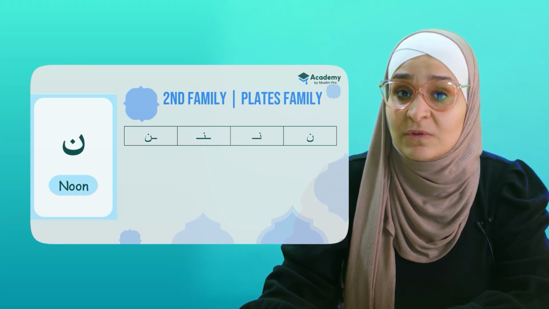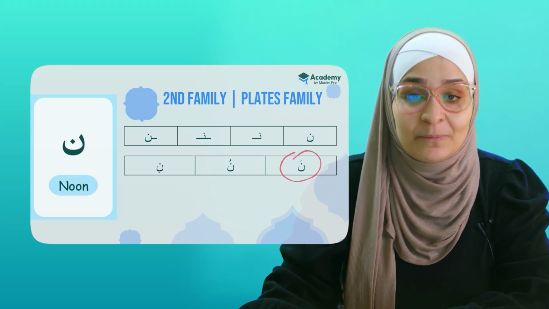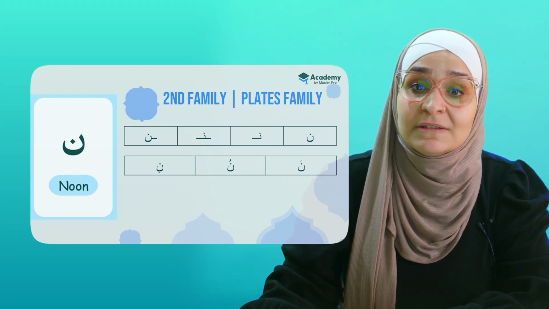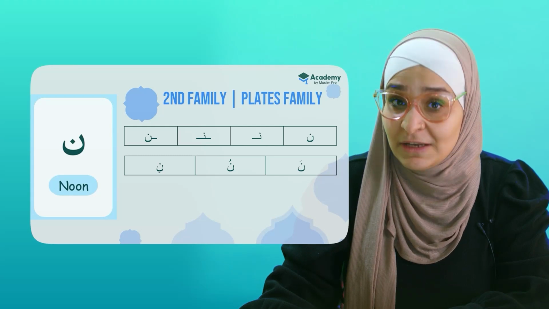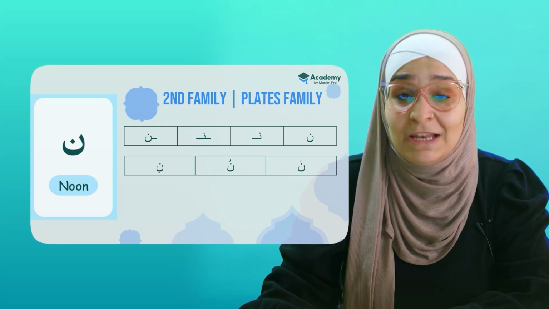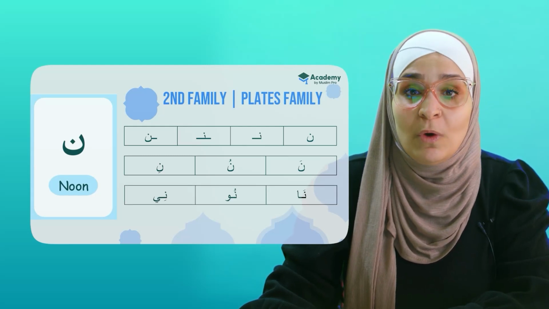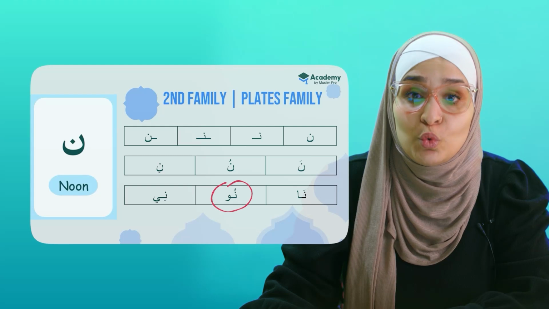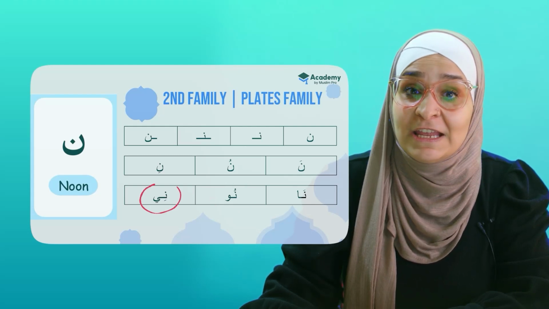Let's practice the noon with short vowels. Noon with a fathah is na. Noon with a dhammah is nu. Noon with a kasrah is ni. Let's practice noon with long vowels. Noon with an alif is na. Noon with a waw is nu. Noon with a ya is ni.